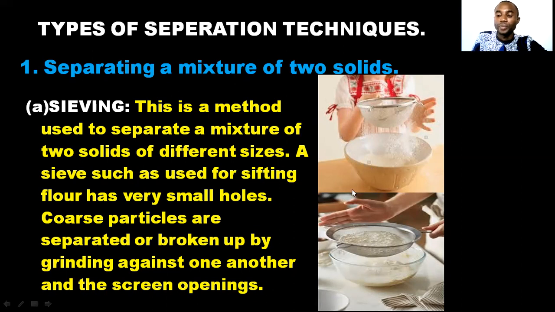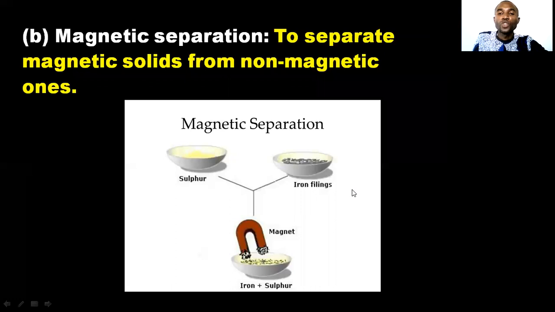Another method to separate two solids is magnetic separation. Sieving, we have talked about it, is one of the ways to separate two solids. This one is magnetic separation. How? You can bring iron filings and sulfur. Both of them are solid. You mix them together, and you have something like this: sulfur and iron filings mixed together.